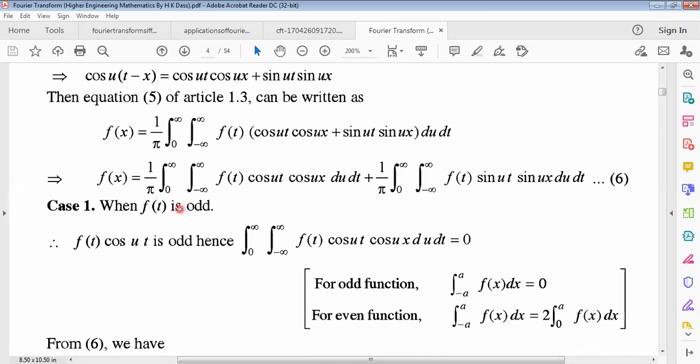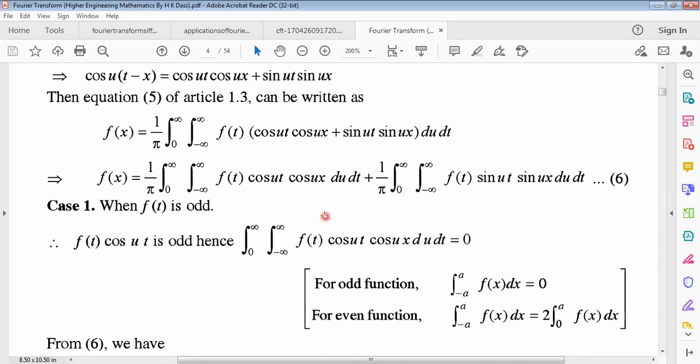Now when f of t is odd, you must know from our first lecture of Fourier series what an odd function and an even function are, and what a periodic function is. So when f of t is odd, then f of t cos ut is also odd, because cos is even and f of t is odd. This is why this multiplication will also be odd. So the integral from minus infinity to infinity of f of t cos ut cos ux du dt will be 0.